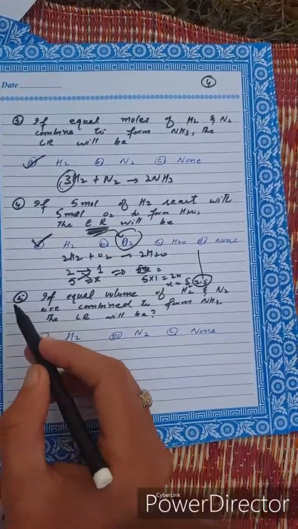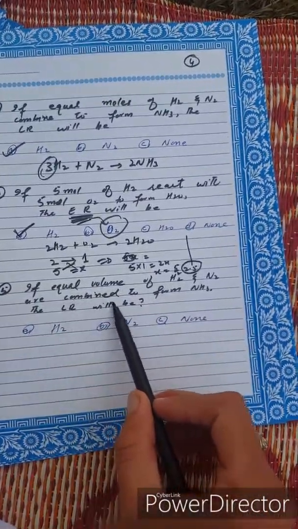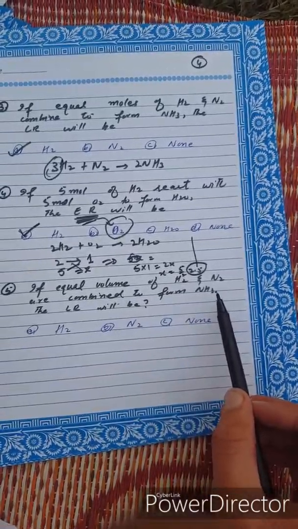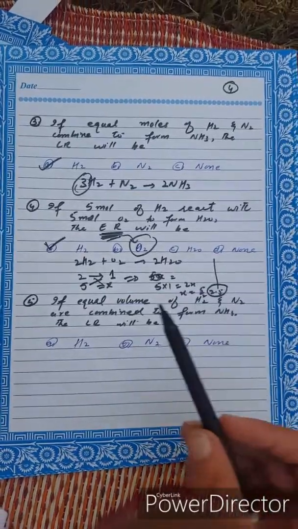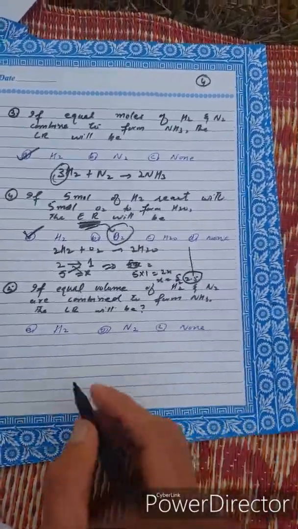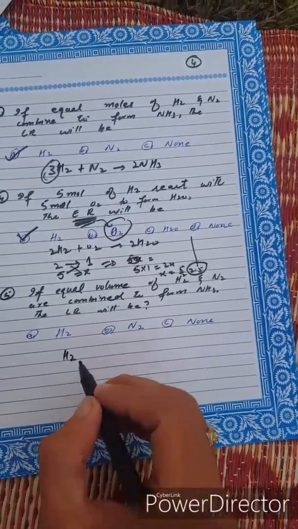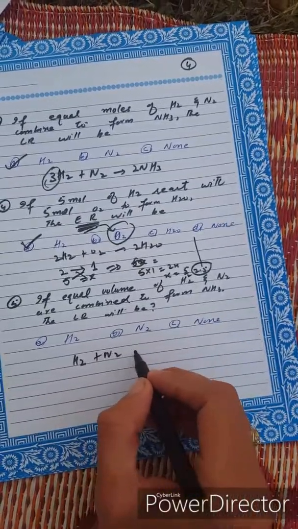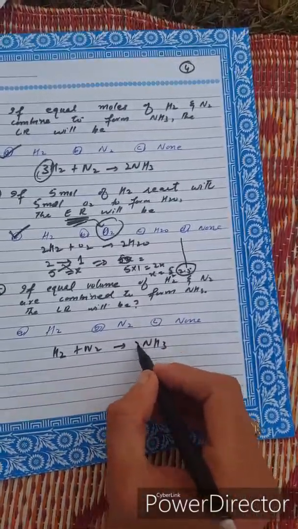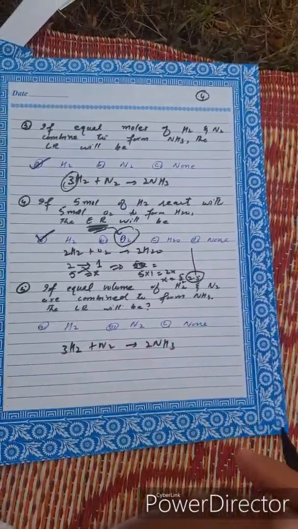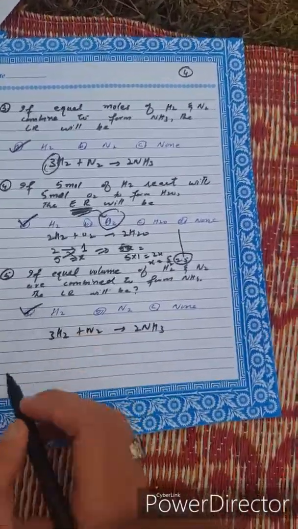Now let's come to another example: if equal volumes of hydrogen and nitrogen are combined to form ammonia NH3, the limiting reagent will be? Same concept. Again we have to write the balanced chemical equation: hydrogen reacts with nitrogen and it gives us ammonia NH3. Balance it with 2, 3. The same concept, the limiting reagent will obviously be hydrogen.